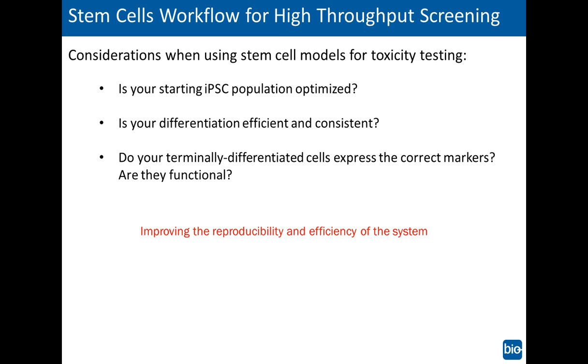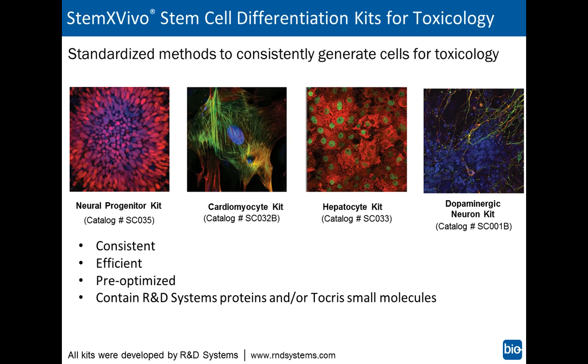And then when you have your terminally differentiated cell types, making sure that they express the right markers and are functional in the ways that we would expect them to be. And really what these 3 points all point back to is improving the reproducibility and efficiency of the stem cell system that you're using.